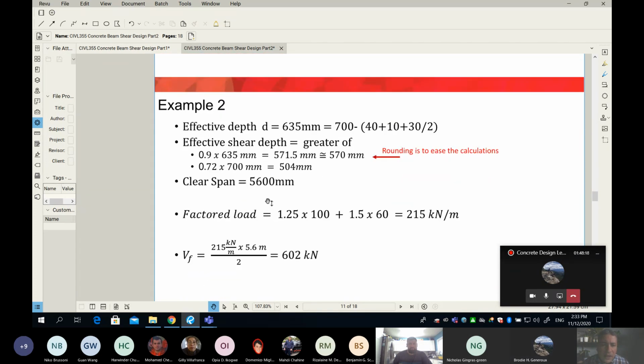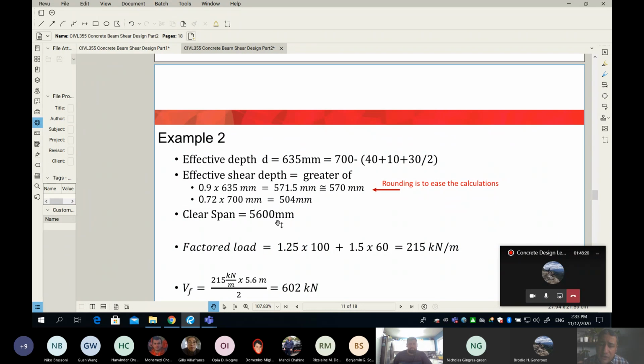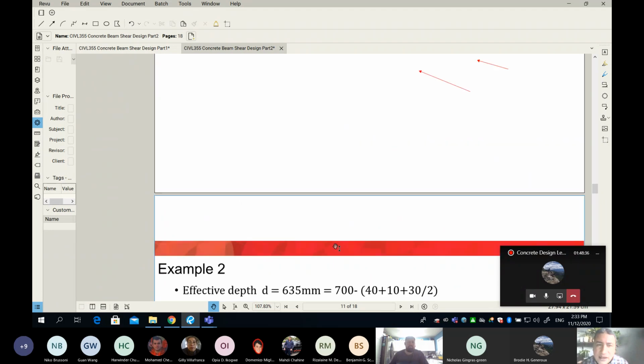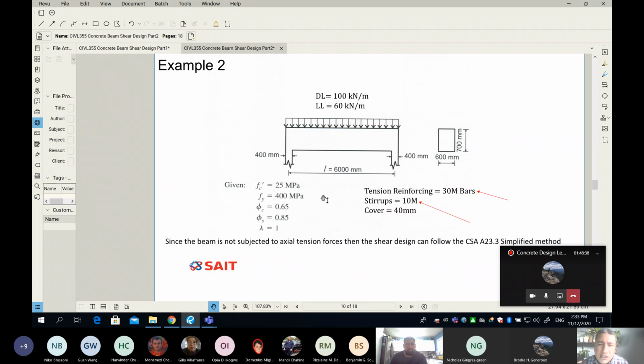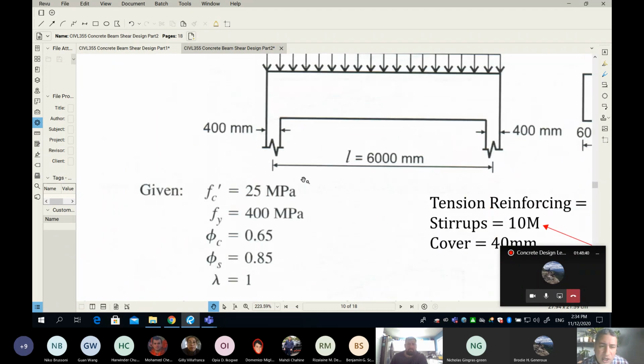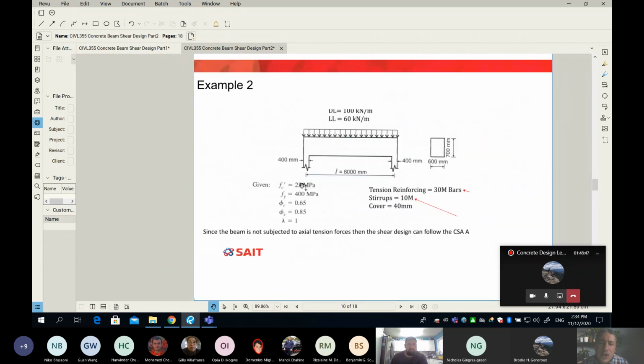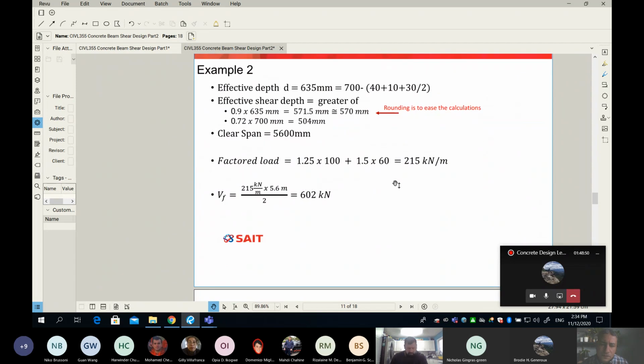Okay, guys, please pay attention, because this happens in the assignment so often. You are not paying attention that when we estimate the bending moment or the shear, we use clear span. Take a note, please. We use clear span. Look at the elevation here: the dimension is going center line to center line. The clear span is very simple. You take 400 off 6,000 and you end up with 5,600.